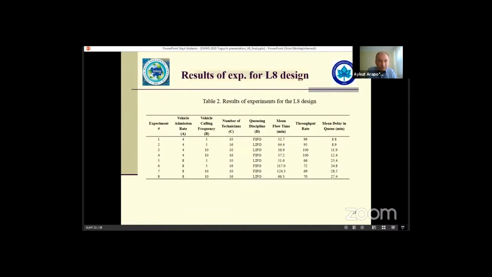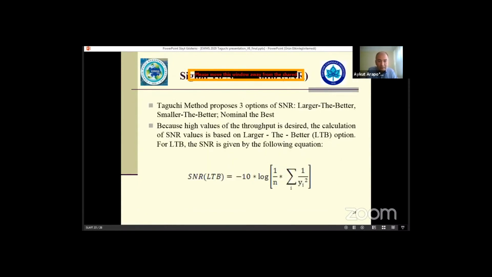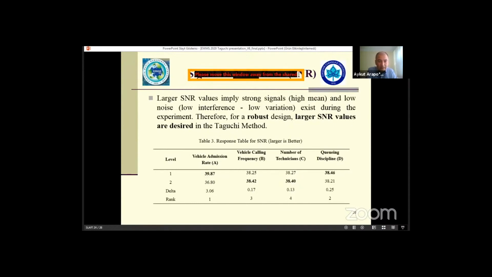These are the observations that we took. These are the averages of 5 observations. There, you see, we only take 8 observations instead of 16. This is the signal-to-noise ratio, how it's computed, and these are the values of the signal-to-noise ratio computed by the Minitab.